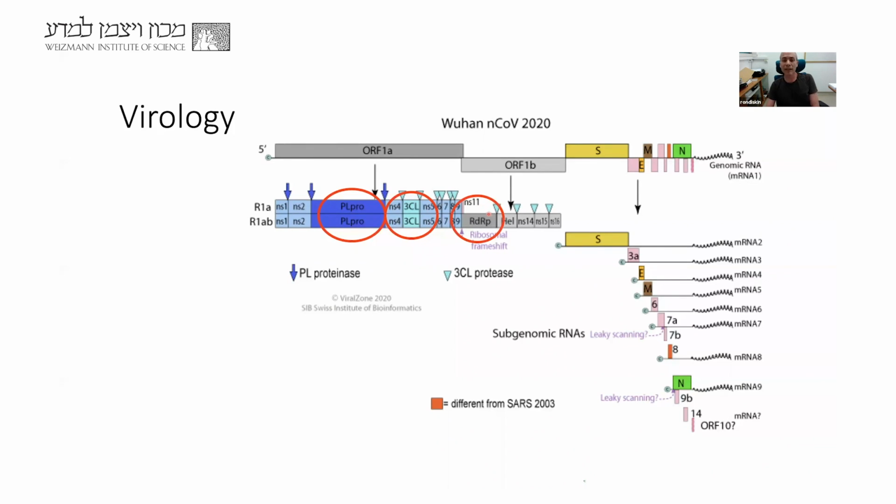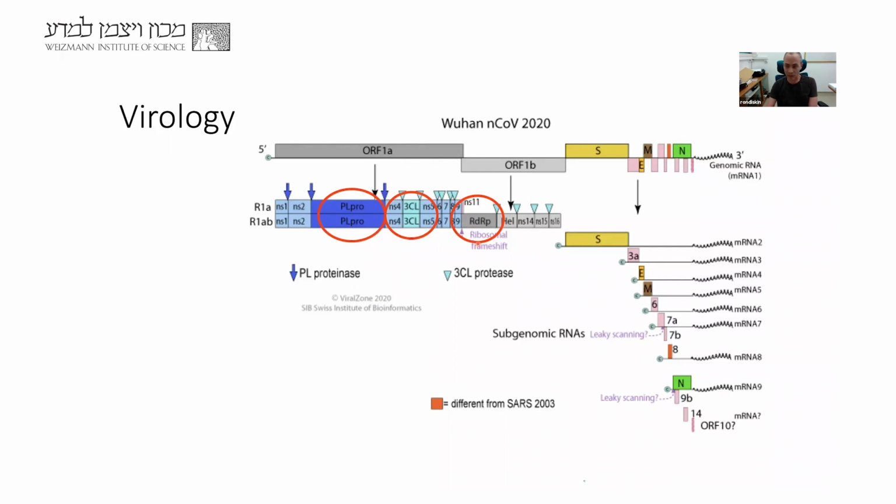Also, there is the RNA-dependent RNA polymerase. All RNA viruses need to bring some kind of a polymerase that knows how to read RNA and replicate it. Otherwise, they won't be able to replicate using the cell machinery because normally we don't have such polymerases in our cells. So this is another very, very important drug target.